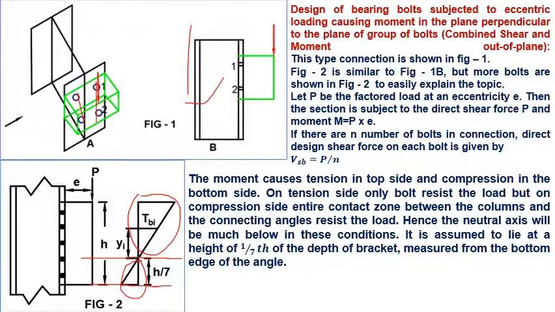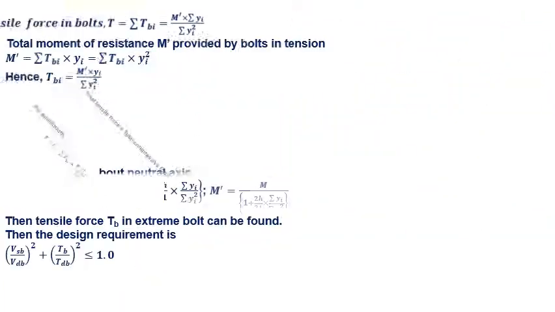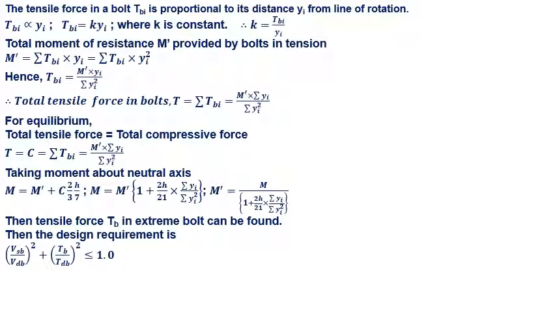This is our neutral axis. The tensile force in a bolt is proportional to its distance y from the line of rotation, that means the neutral axis.